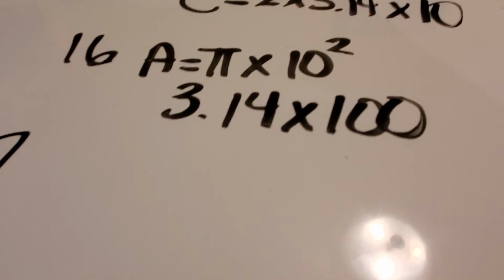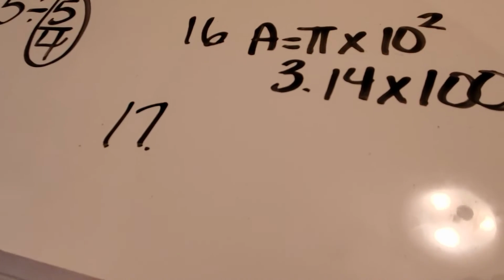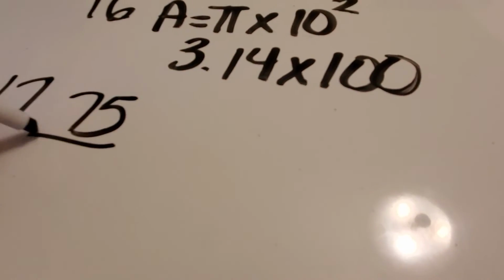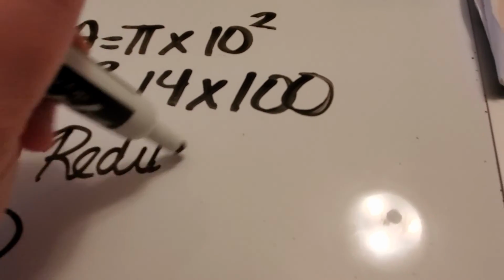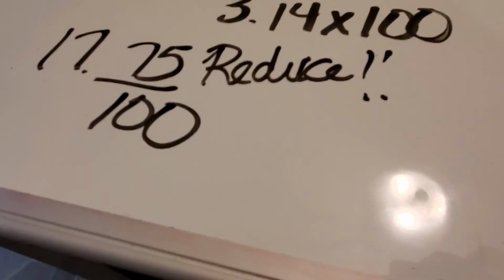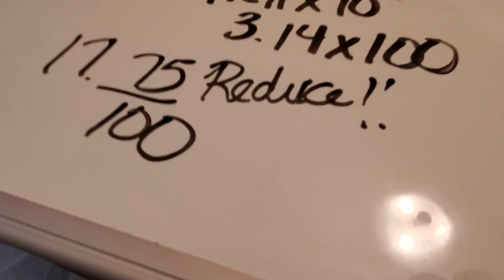17, right? 75% as a reduced fraction and as a decimal. Well, you know 75 over 100, right? Don't forget, reduce. Okay? Reduce that. And so how would I write 75 hundredths? That's your hint on that one.